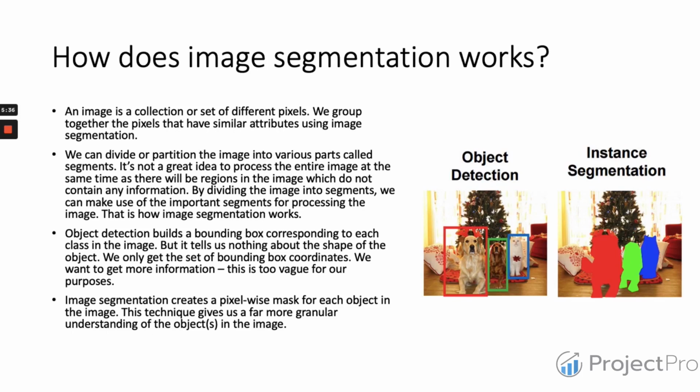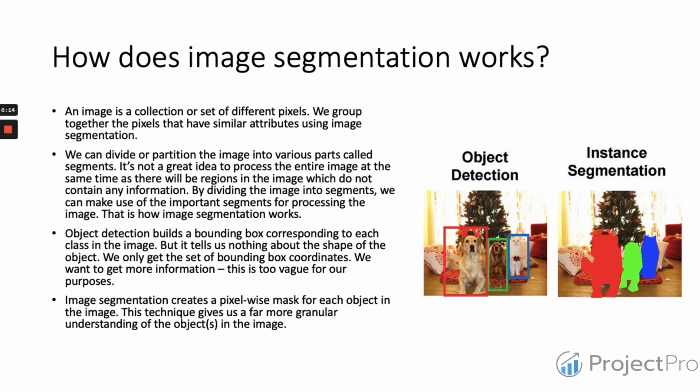So how does image segmentation work? Basically, image segmentation is a collection of different sets of pixels, and we group together pixels that have similar attributes. As you can see in the image to your right, the pixels related to one dog are segmented as a single segment, the second dog is segmented separately, and the cat is a third part.